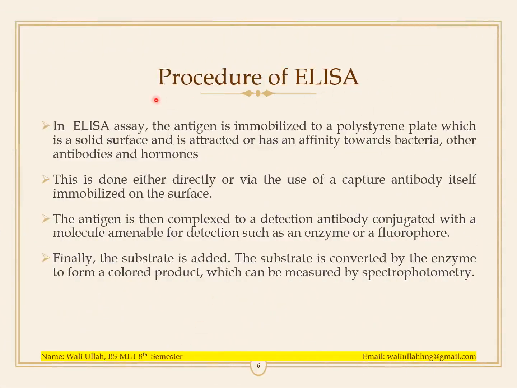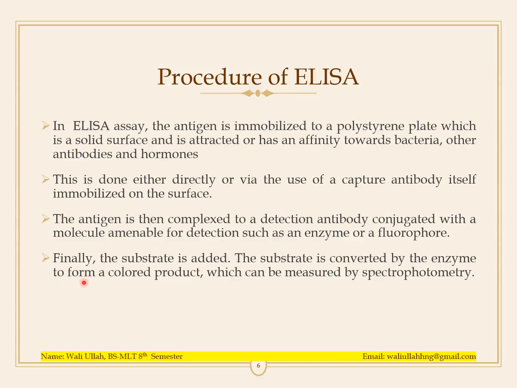Procedure of ELISA. In ELISA assay, the antigen is immobilized to a polystyrene plate, which is a solid surface, and is attracted or has an affinity toward bacteria, other antibodies, and hormones. This is done either directly or by the use of a captured antibody itself, immobilized on the surface. The antigen is then complexed to a detection antibody, conjugated with a molecule for detection such as an enzyme or fluorophore.